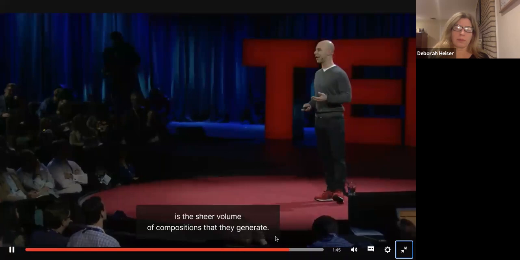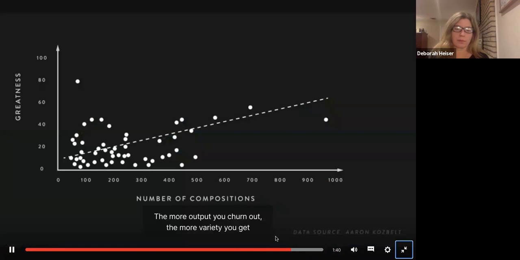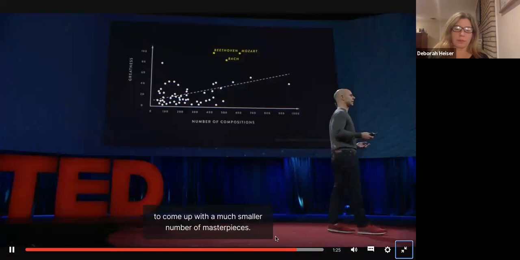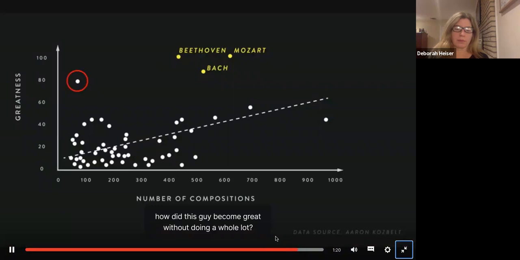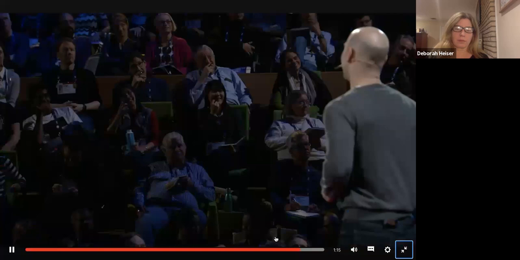The more output you churn out, the more variety you get, and the better your chances of stumbling on something truly original. Even the three icons of classical music, Bach, Beethoven, Mozart, had to generate hundreds and hundreds of compositions to come up with a much smaller number of masterpieces. Now, you may be wondering, how did this guy become great without doing a whole lot? I don't know how Wagner pulled that off. But for most of us, if we want to be more original, we have to generate more ideas.